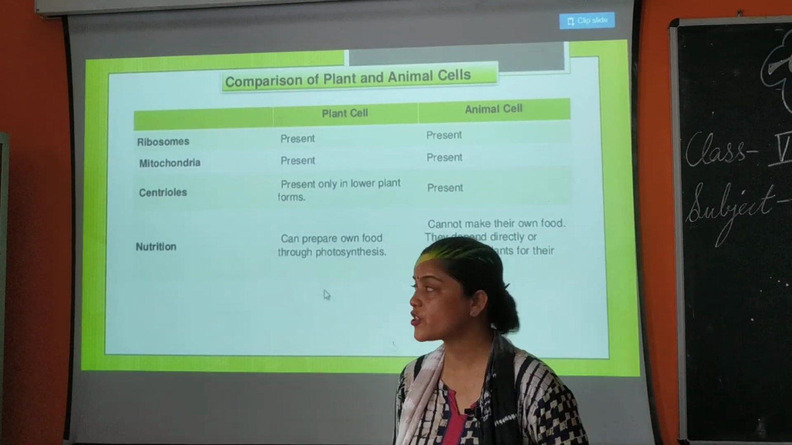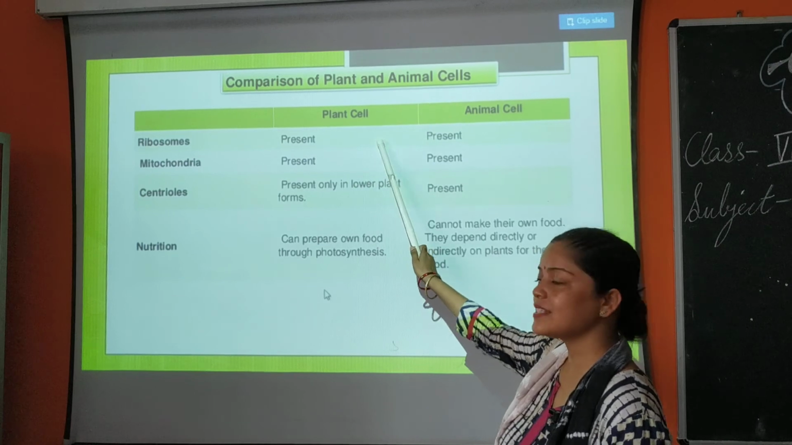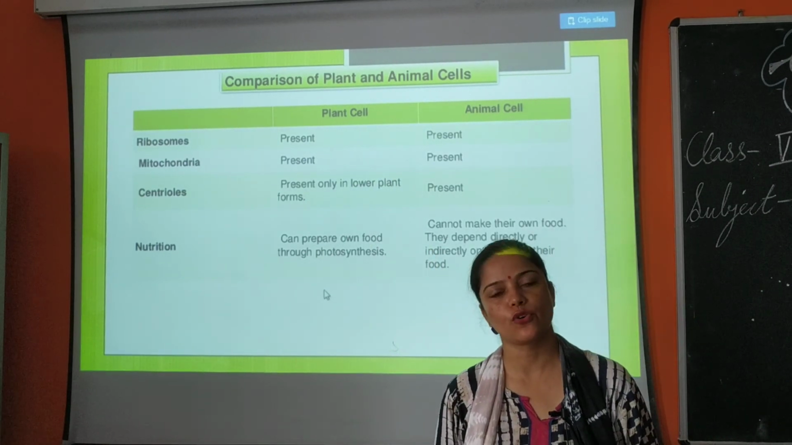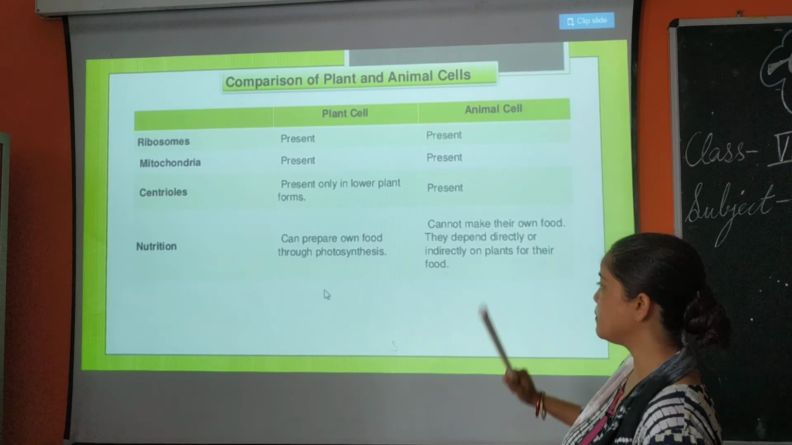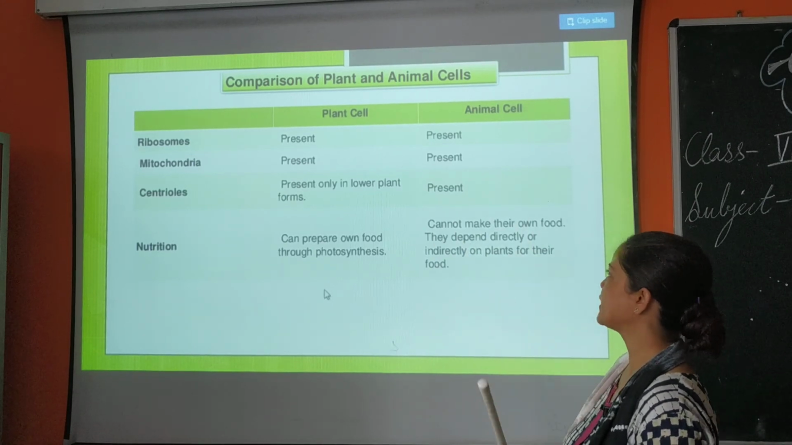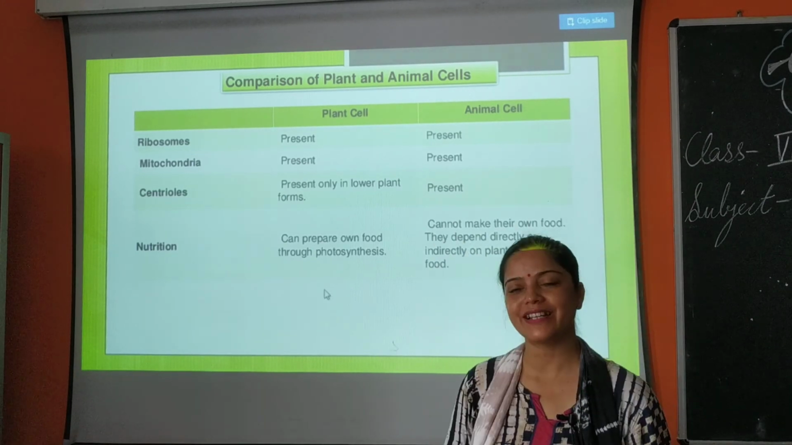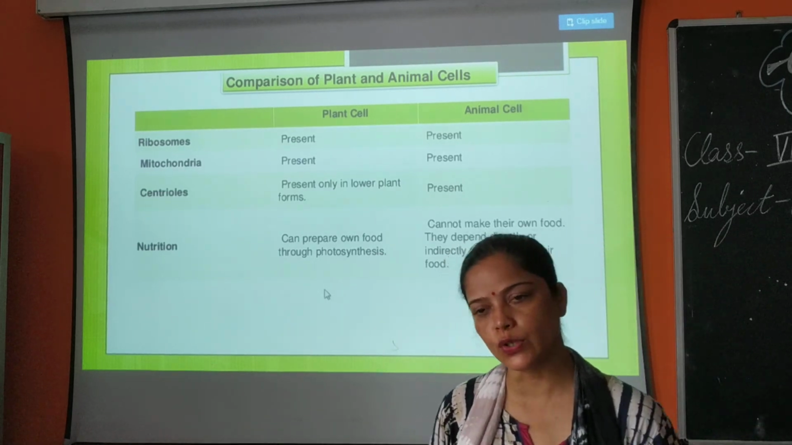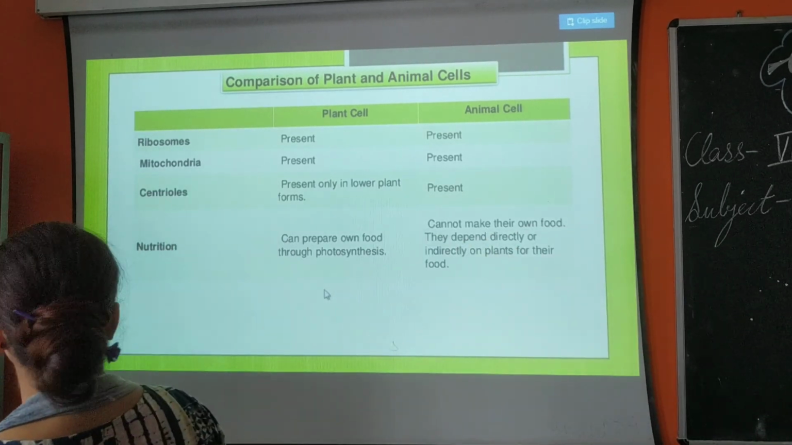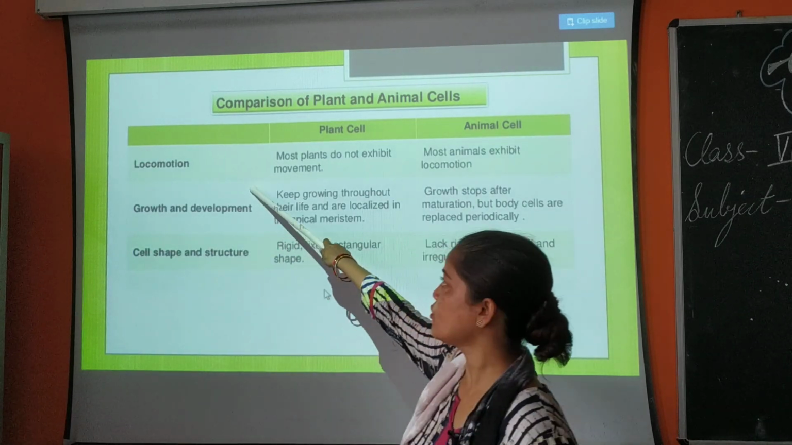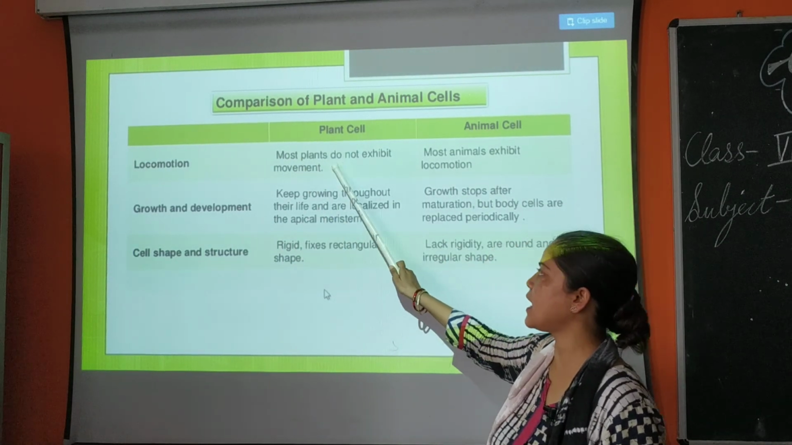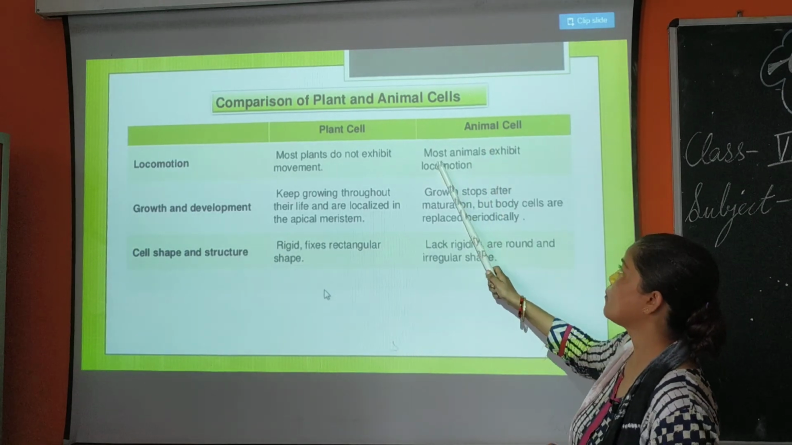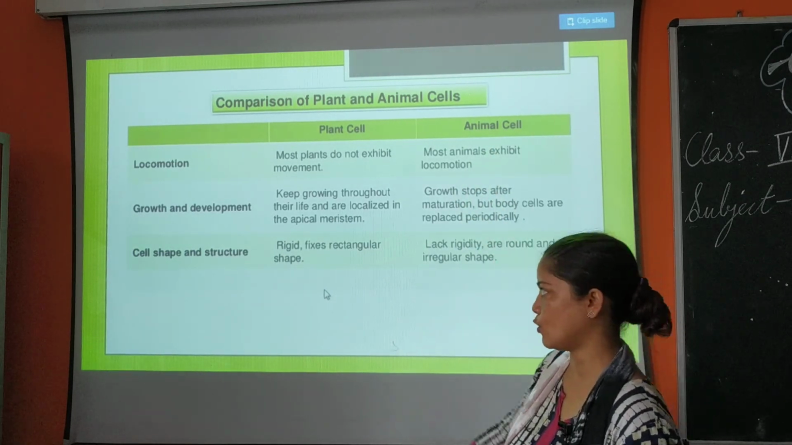What about nutrition? Plant cells can prepare their own food through the process of photosynthesis, and animal cells cannot make their own food. They are dependent directly or indirectly on plants for their food. Locomotion: most plants do not exhibit movement, while most animals exhibit locomotion.